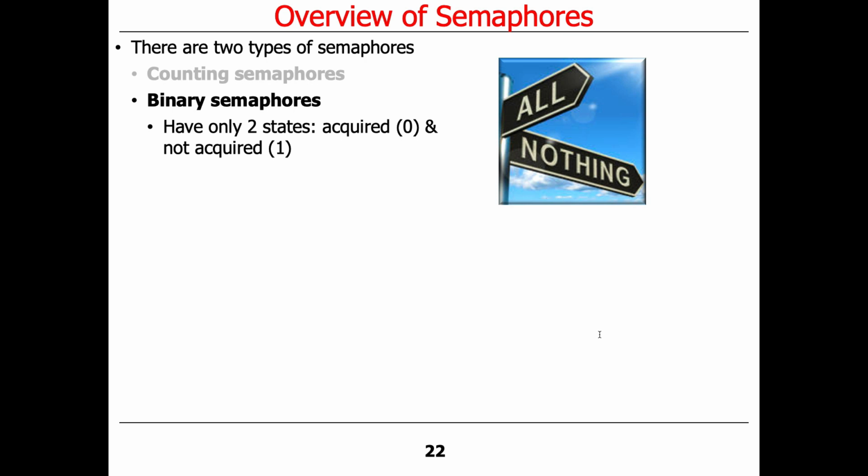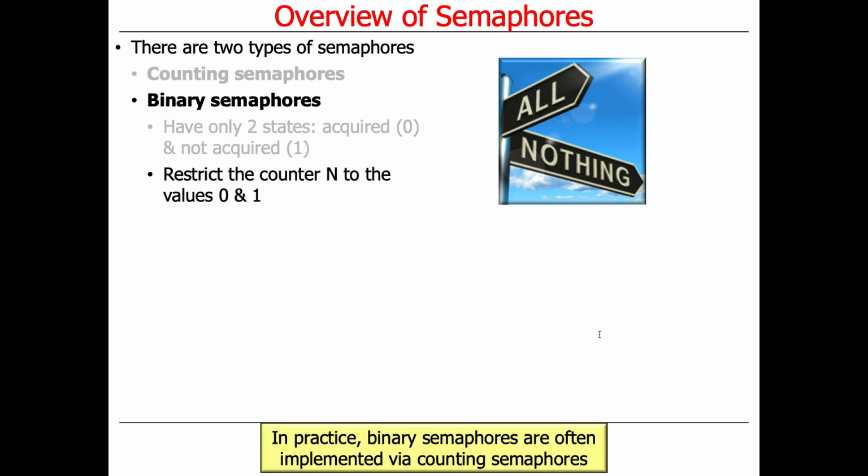And so if you try to get a binary semaphore and it's already acquired, you wait till it's not acquired. If you try to get a binary semaphore and it's not acquired, you can acquire it. So the values of n are just 0 and 1. In practice, people will often implement a binary semaphore using a counting semaphore, where you just restrict the values to 0 and 1, right? So it doesn't have to be a more complicated way to do things.